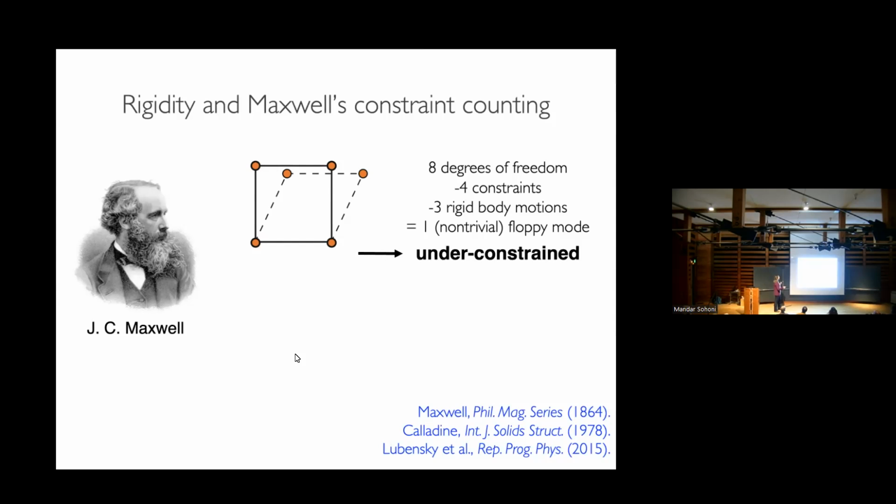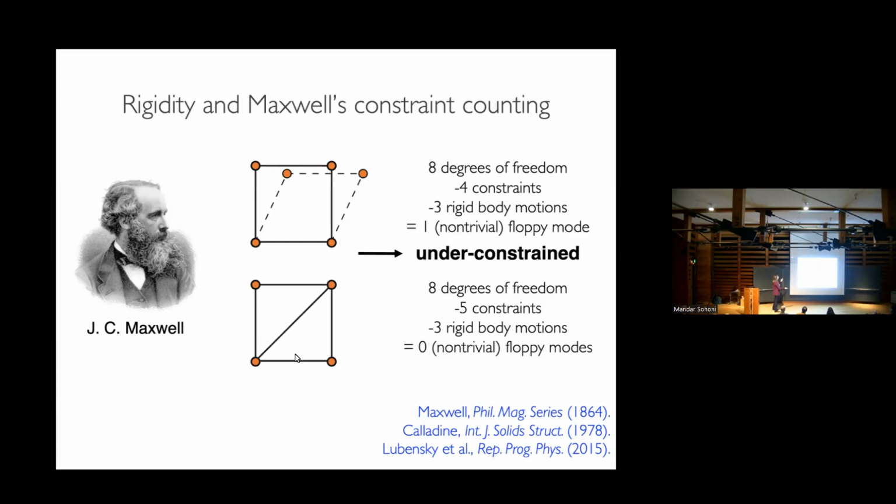So for a square like this, I have 8 degrees of freedom. I have 4 bars, so that's 4 constraints. In 2D, I have 3 rigid body motions: up, down, left, right, and rotation. That suggests that if I subtract the number of constraints from the number of degrees of freedom and ignore rigid body motions, I should have one non-trivial floppy mode, and this object should be floppy. It's not rigid. I've drawn in the shear that realizes that particular floppiness. Of course, I can fix that by just adding a bar. Then I have 5 constraints, and this counting predicts that there are 0 non-trivial floppy modes.